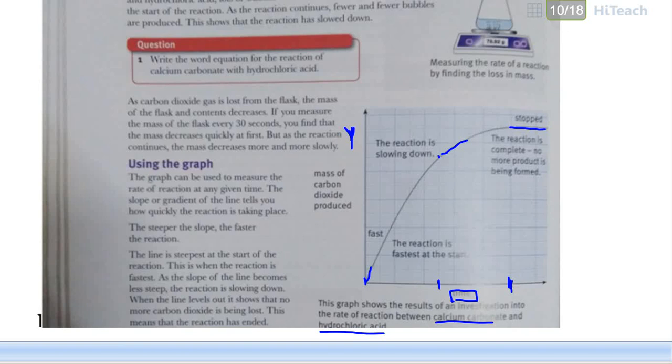It's very important to be able to use this graph. Sometimes in the exam I'll give you numbers. You have to tell me from which time to which time it was the fastest, at which time the reaction starts to slow down, and at which time the reaction stopped. You have to look at exactly when it starts to straighten out, this levels out, so it means the reaction has stopped here. It's very important to be able to use these graphs to discuss the rate of reaction.